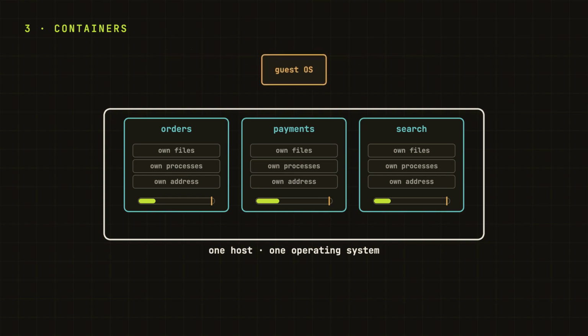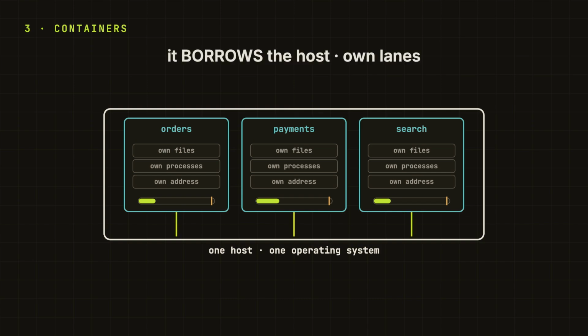So the box carries the libraries and files your app needs. It does not carry an operating system of its own. It borrows the host's, and the host keeps everything in its own lane.